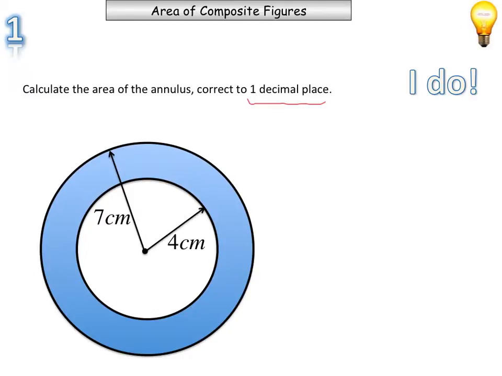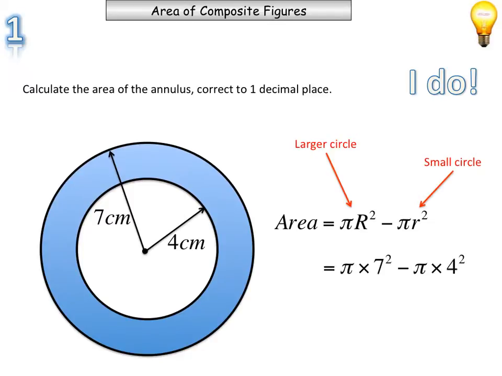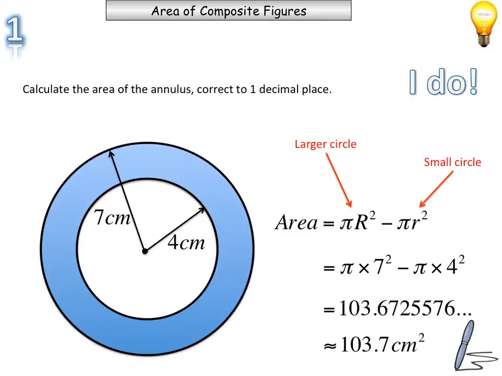and we've got 1 decimal place in this question. I'm going to use capital R for the big radius and little r for the little radius, so the area would be the area of the large circle minus, or subtracting, the area of the small circle. So our calculation will be pi times 7 squared minus pi times 4 squared. I can do that on the calculator straight away, and then I'll have to round my answer.